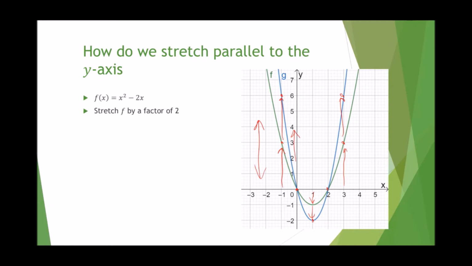So what we're going to do to get our new function is to multiply the old function by 2. And we need to multiply the whole old function by 2, so we have to put it in between brackets. Otherwise we would only multiply x squared by 2, and we also have to multiply minus 2x by 2. So if we remove the brackets, that gives us 2x squared minus 4x, and that is our new function, our new stretched function.